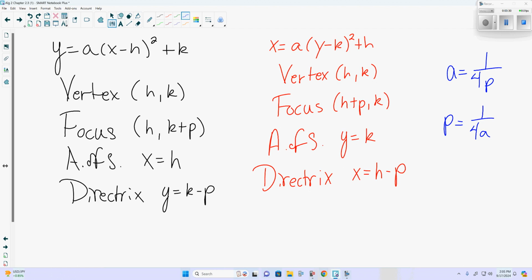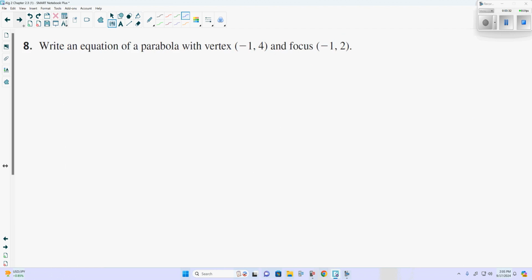Okay. Now the first one we're looking at today is this one here. This one here is a little different. We do have the vertex, but we are given the focus, but this time we're not given the equation. Now let's look at the vertex and focus. So vertex is given to us as negative 1, 4. The focus is negative 1, 2. Which value didn't change? The negative 1, the first value, yes? So our x value, our h value.